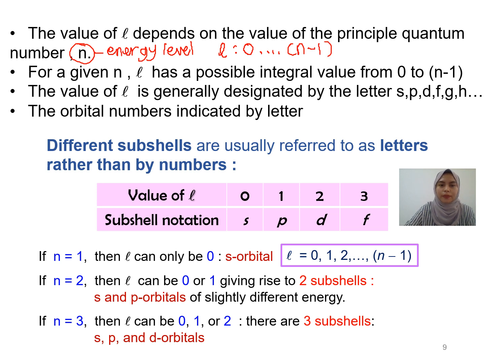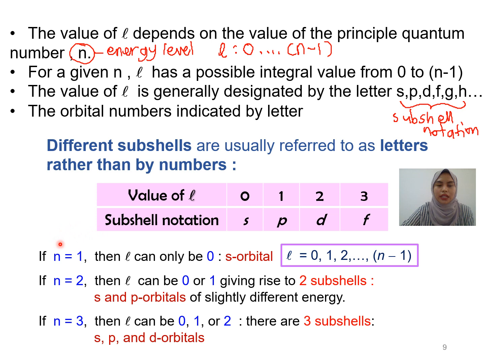Okay, so and also the value of L ni dia ada subshell dia yang tersendiri. Okay, so for this subshell notation, dia ada specific value of L. Okay, and also the orbital numbers will be indicated by letter. Alright, so for example, if your L value adalah 0, makanya subshell notation dia adalah S. If your L value adalah 1, makanya subshell notation dia adalah P. If your L value is equals to 2, that means your subshell notation is D. And also if your L value is 3, that means your subshell notation is F.